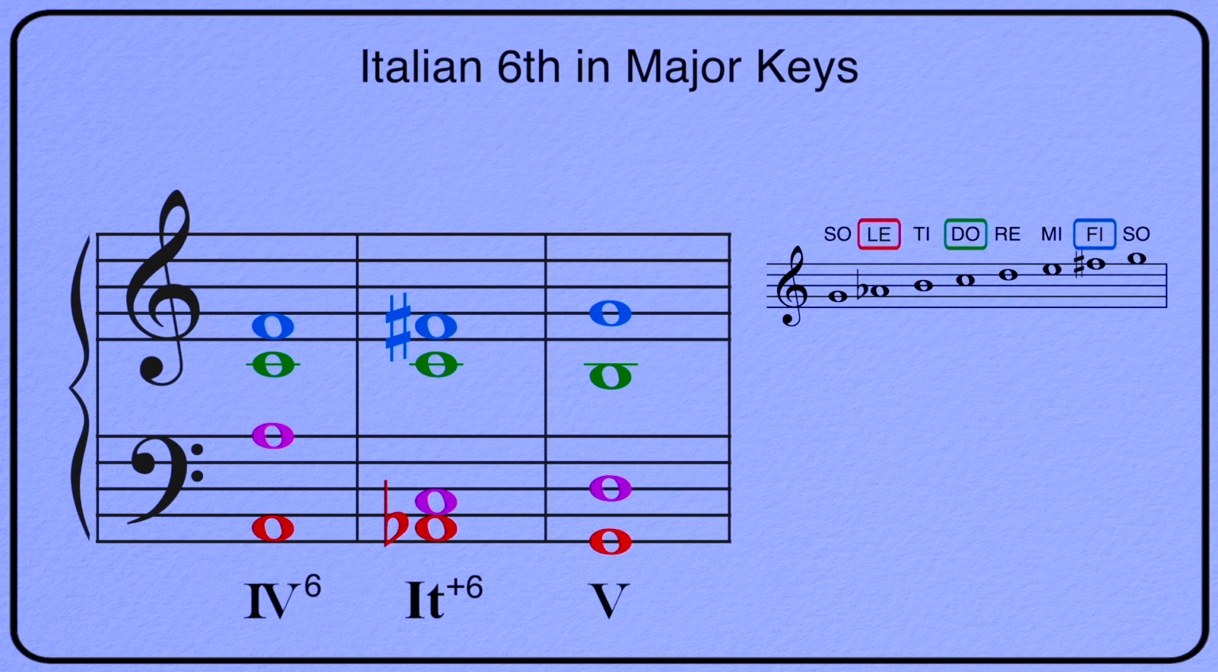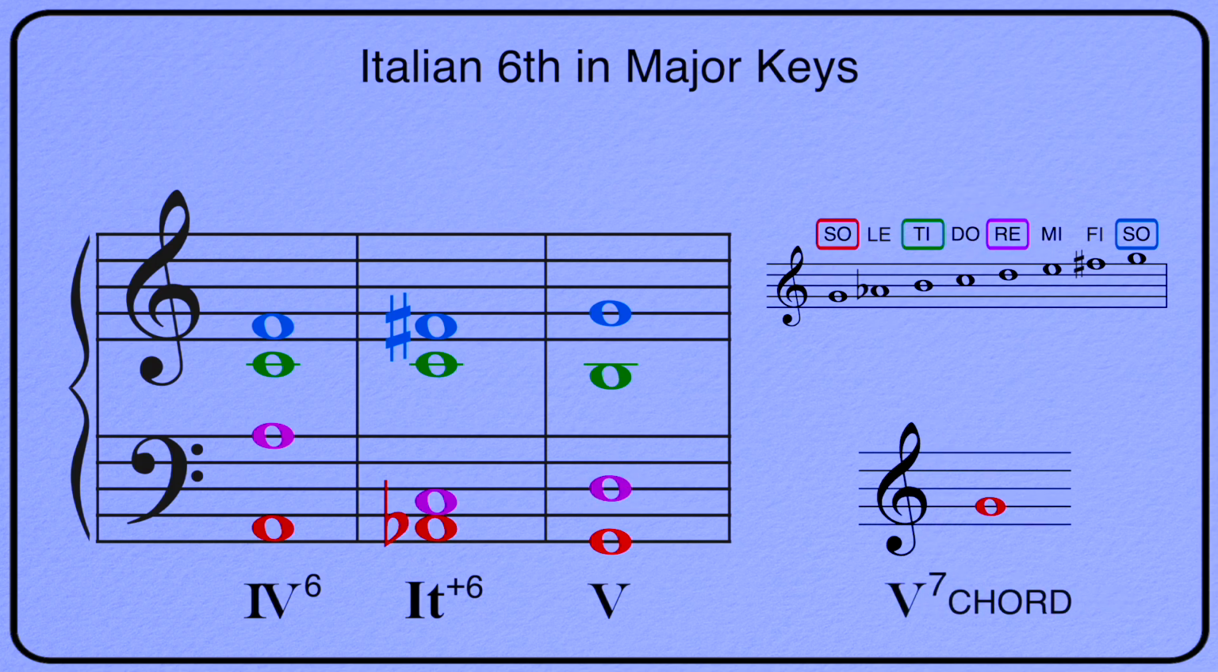Notice once again that in a four-voice texture, Beethoven doubles do, C, the third above the bass, the only note in the Italian sixth that can resolve in two different directions. When we go to 5, le falls to so, fi up to so, and then our alto's do resolves to ti, while the tenor's do resolves up to re. And a complete 5 chord awaits us.